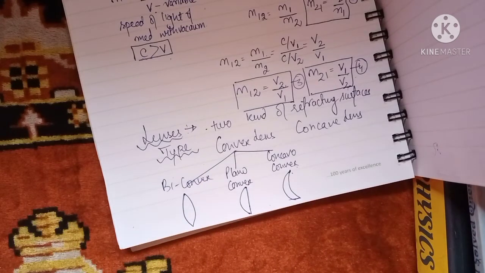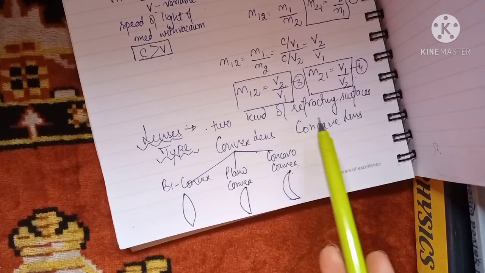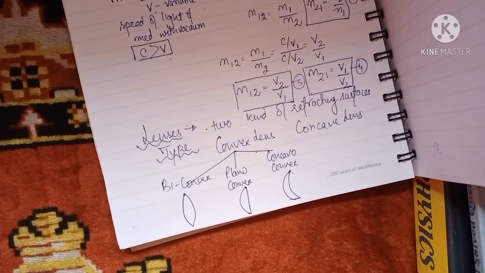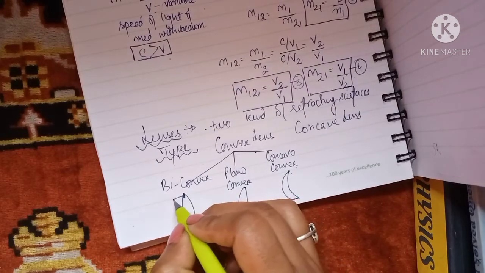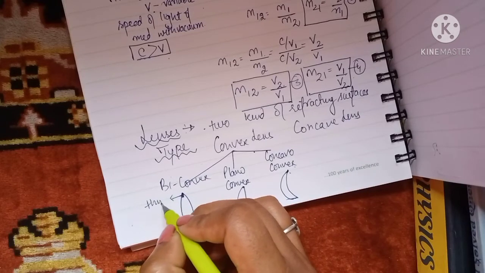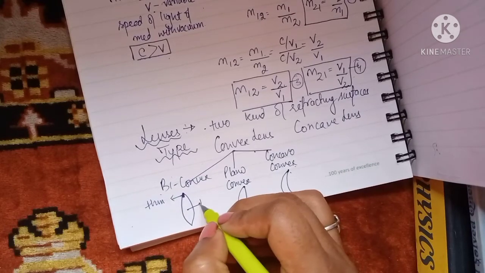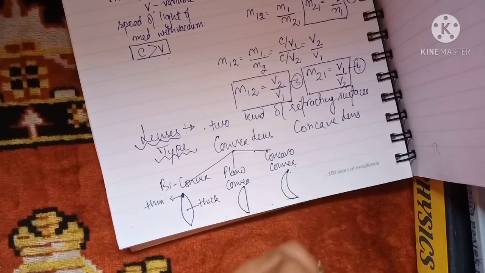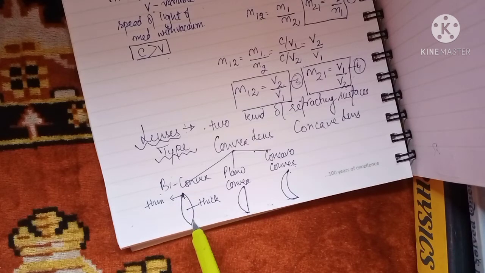So what is a convex lens? Here both kinds of surfaces are refracting, and you can identify them by saying that they are thick in the middle and thin at the edges. You can see here, from the edges it is thin, and from the middle it is thick. So basically the convex lens is the one which has two refracting surfaces, thin at the edges and thick at the middle, right?